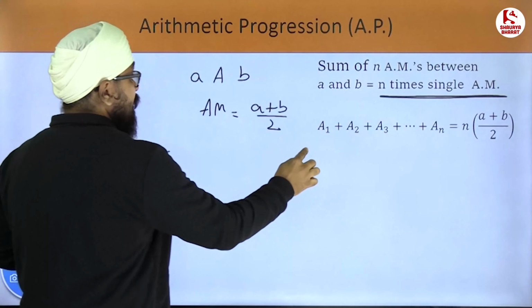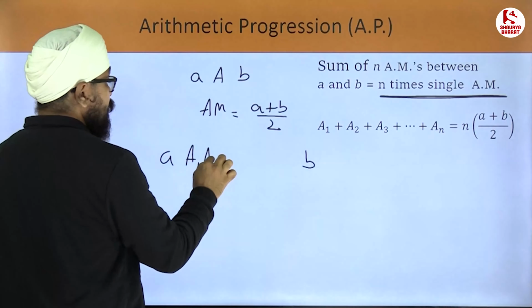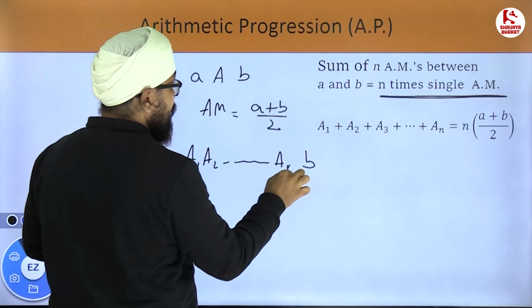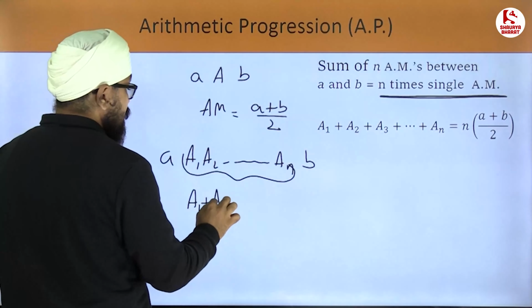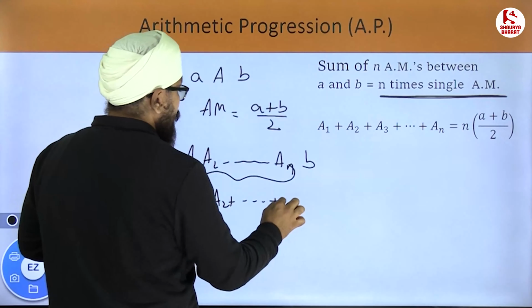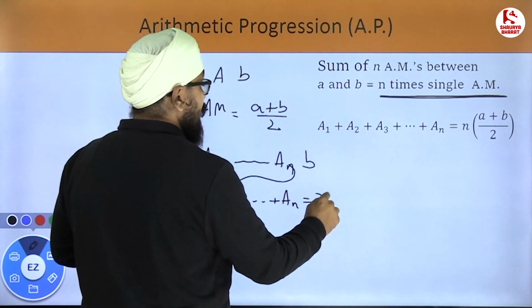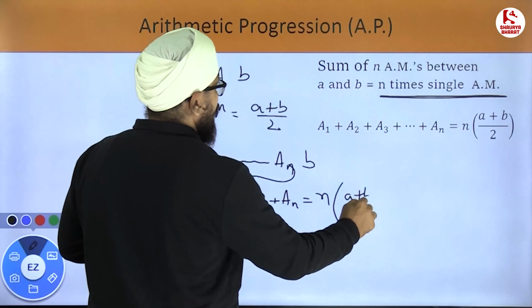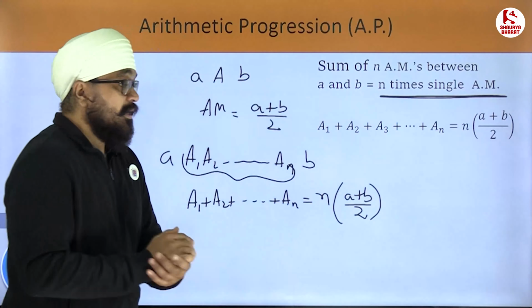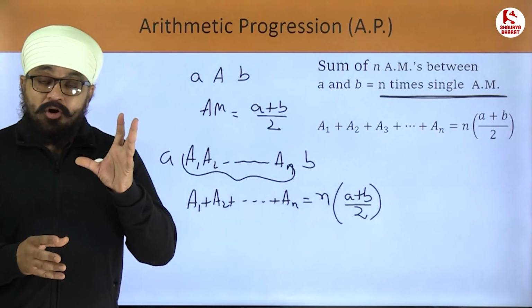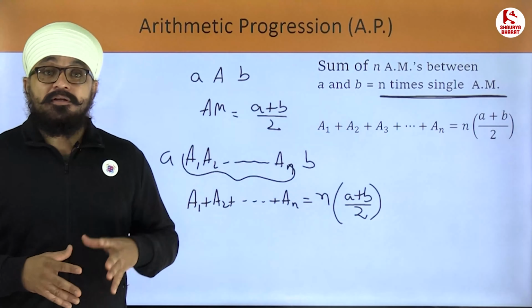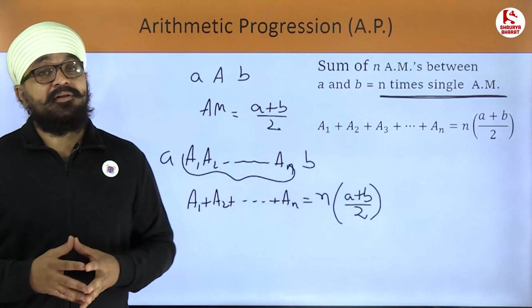And between A and B, if A1, A2 and so on up to AN are inserted, the sum of these means, A1 plus A2 plus so on plus AN, will be equal to n times the single arithmetic mean. So, that is n times (A plus B) divided by 2. It is a very important result for you to have the short method in going for the questions which are going to come in the examination.